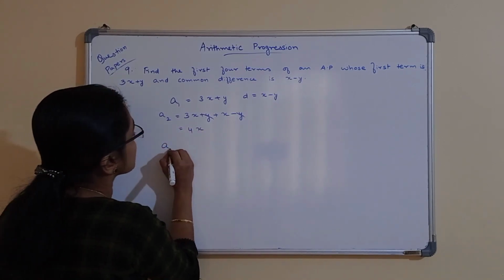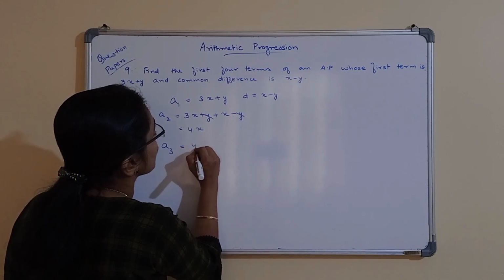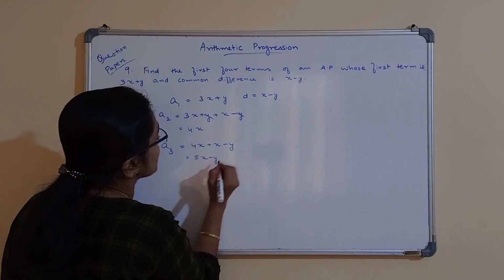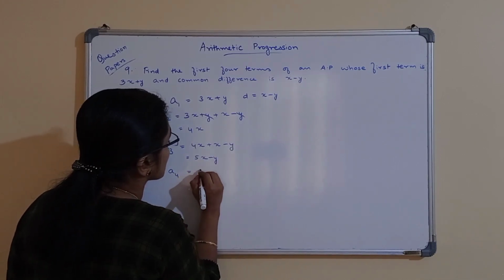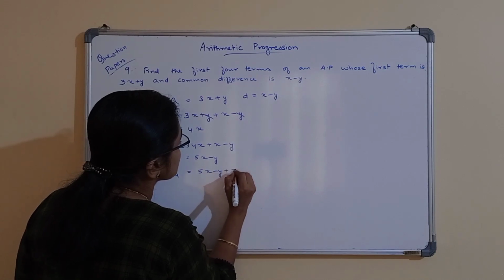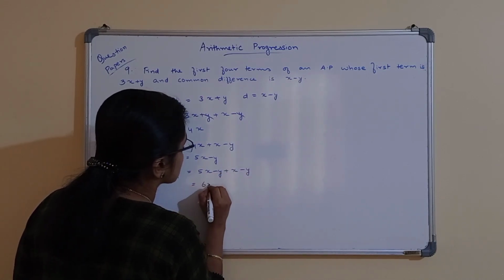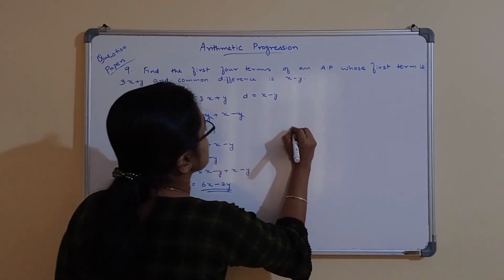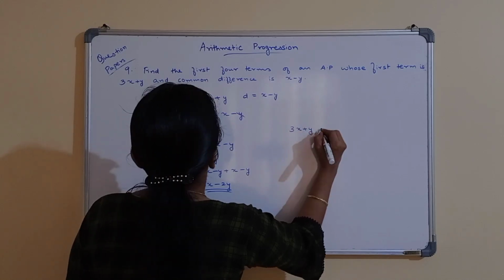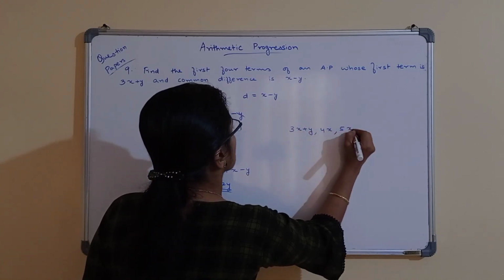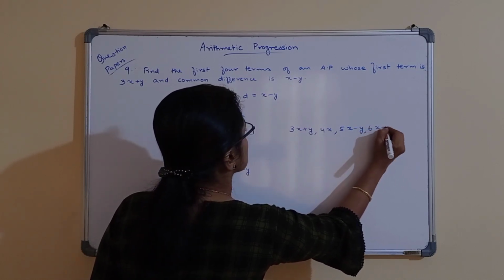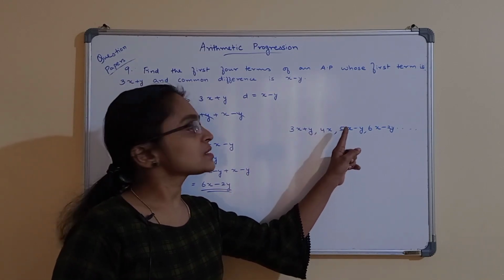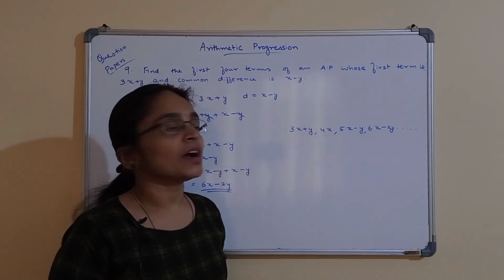Then what is the third term? A3 equal to 4x plus x minus y, which is equal to 5x minus y. And what is the fourth term? The fourth term is 5x minus y plus x minus y, which is equal to 6x minus 2y. So the four terms are 3x plus y, 4x, 5x minus y, 6x minus 2y. So the arithmetic progression is 3x plus y, 4x, 5x minus y, 6x minus 2y, etc.